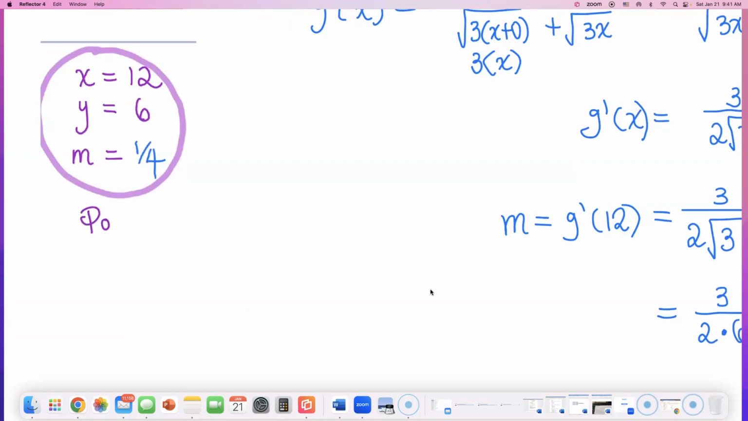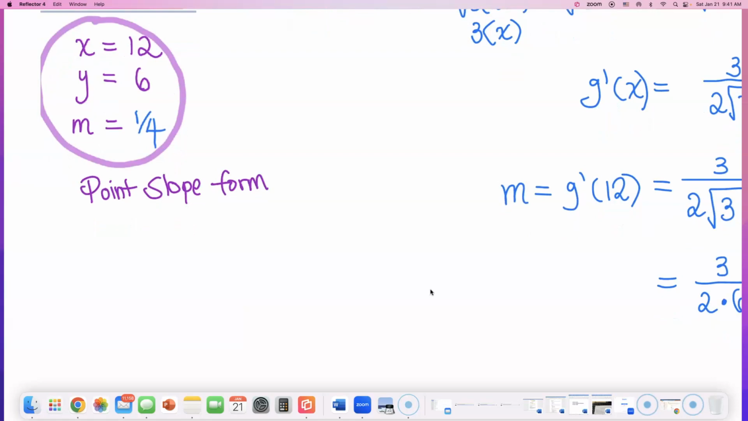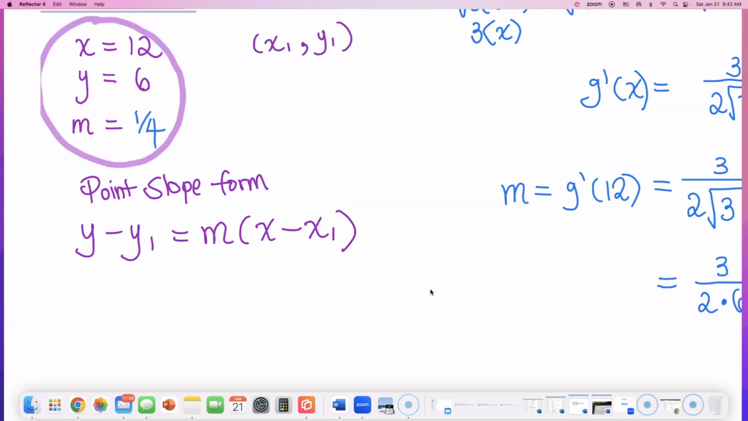Point slope form says an equation of a linear function can be written as y minus y1 equals m times x minus x1 if we have a point and a slope. Okay, we have a point. The point is 12, 6. So I know these letters say x and y, but these are actually our x1 value and y1 value. So take a look. I'm going to plug in this 12 into x1 right there. And I'm going to plug in 6 into this y1.